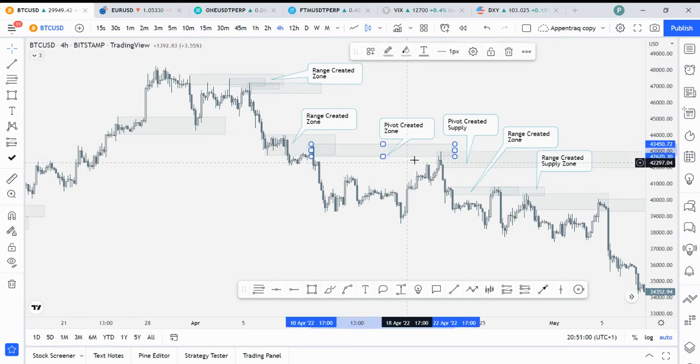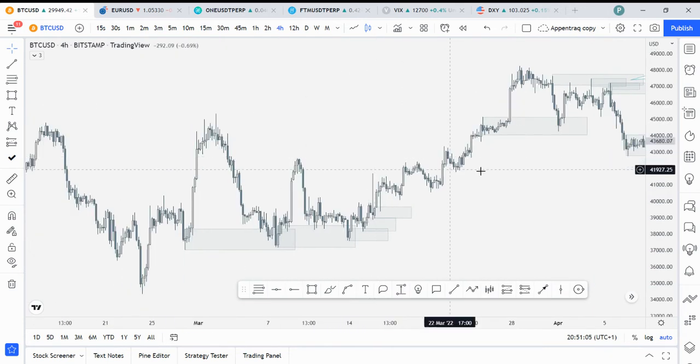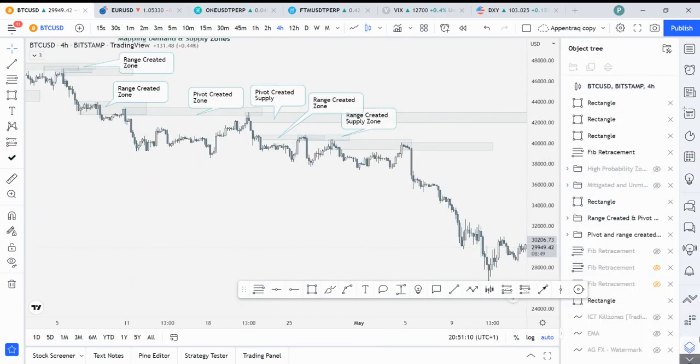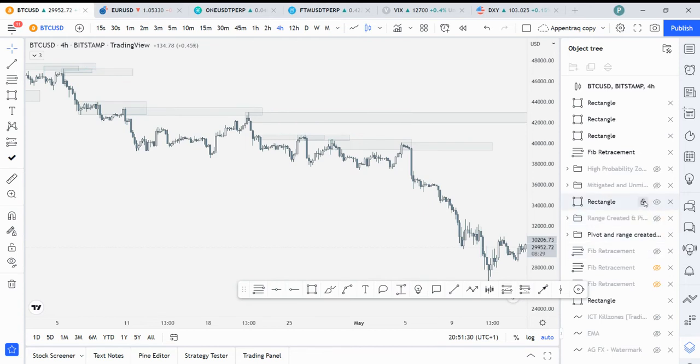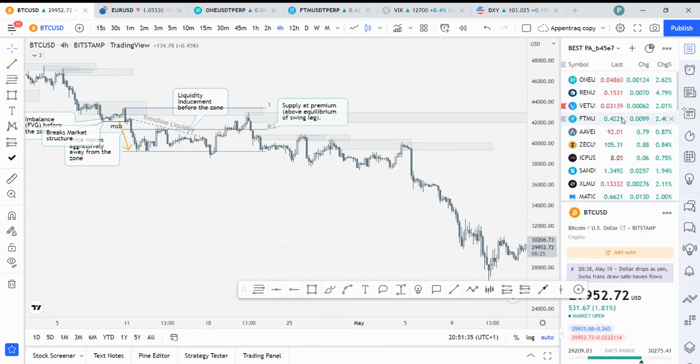Okay, has been mitigated. All right, so that's pretty much what you call a mitigated zone. Next, you will realize that there are times some zones will hold, and other times when a zone will not hold. So how do you map out a high probability zone? Let's quickly look at how you can map out high probability supply and demand zones.